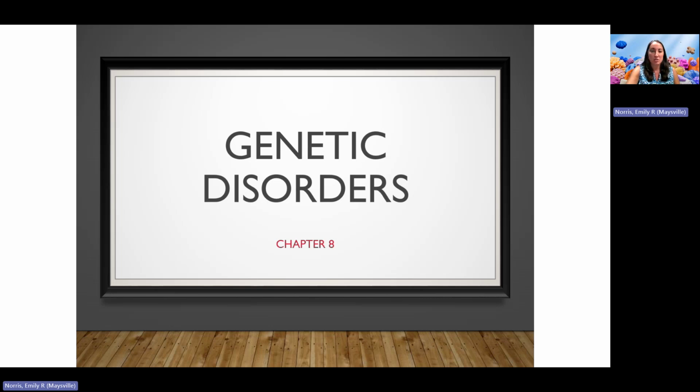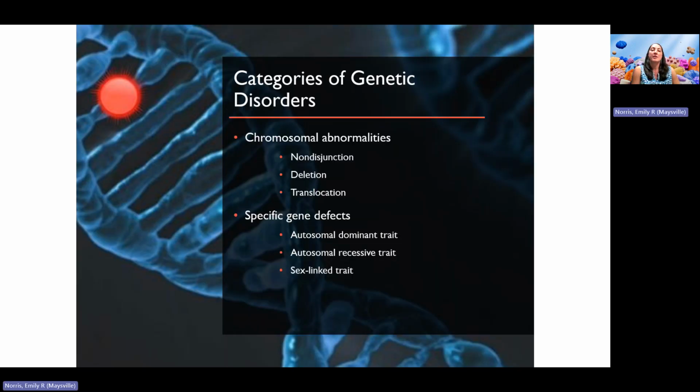Today we will talk about genetic disorders. So there's various categories of genetic disorders. The primary two are chromosomal abnormalities, and then the other is specific gene defects. So under chromosome abnormalities, there's non-disjunction, which is where the cells divide unequally. There's deletion, where part or all of a chromosome is lost. There's translocation, where part of a chromosome becomes detached and reattached to a different chromosome.